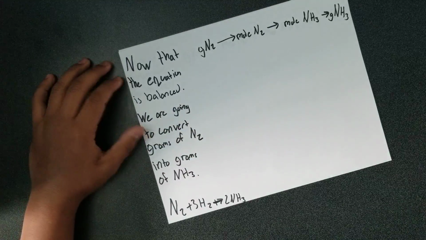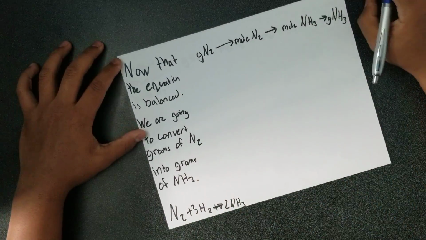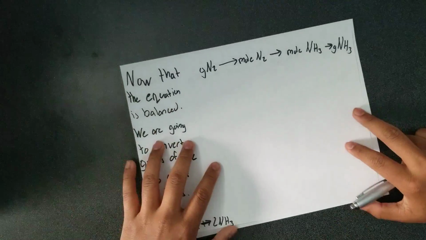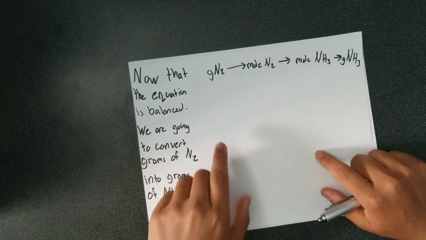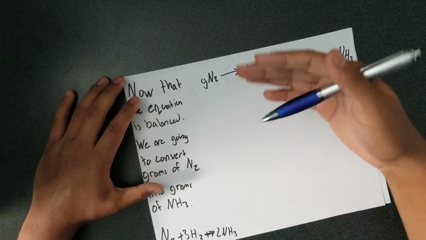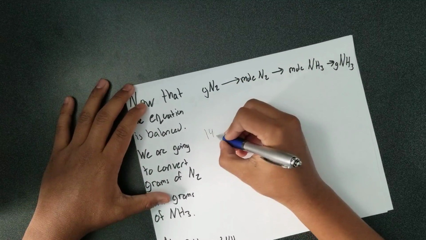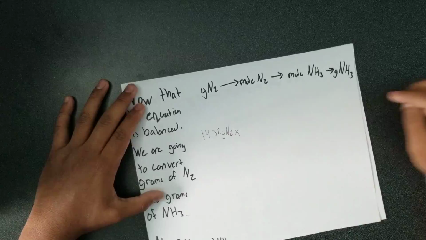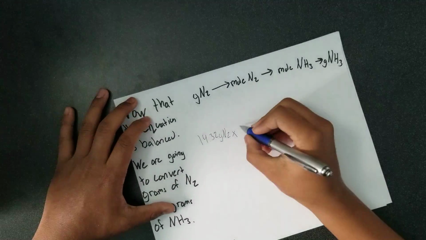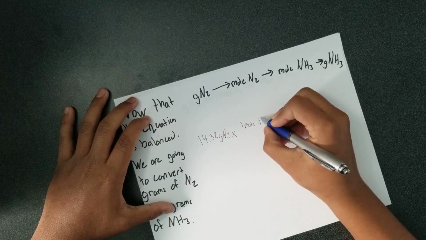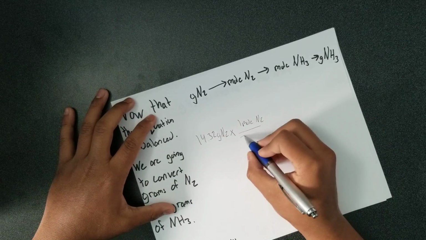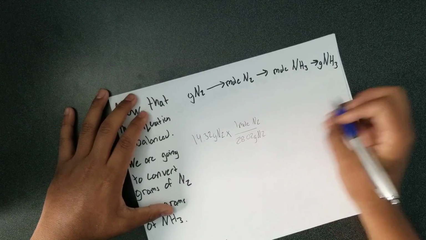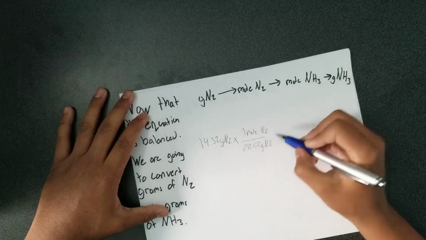Let's move on. The second step is that now that the equation is balanced, we're going to convert grams of N2 into grams of NH3. The way to do this is by using the 14.32 grams of N2 they gave us in the beginning of the equation times the molar mass of N2, which is 1 mole of N2 over 28.02 grams of N2. As you can see here, we could just cross this step out.